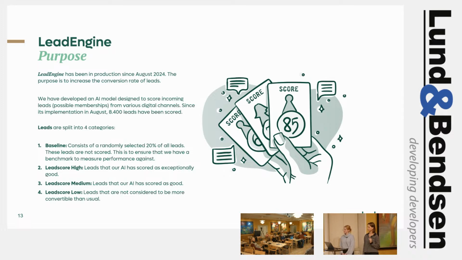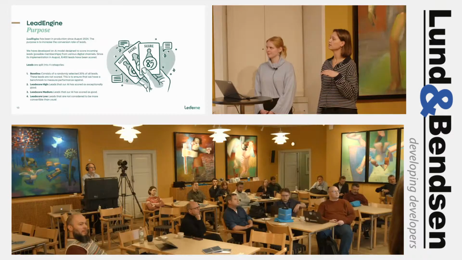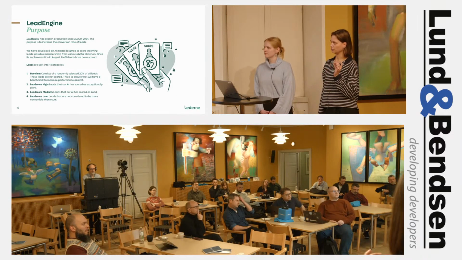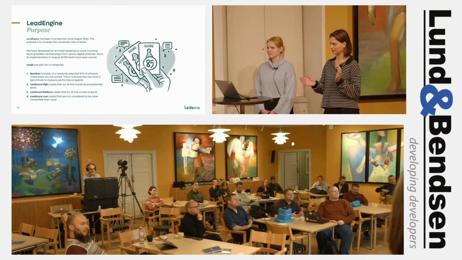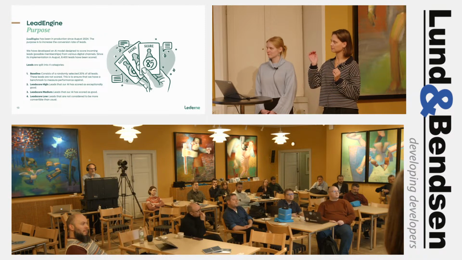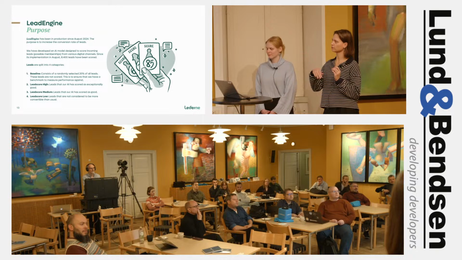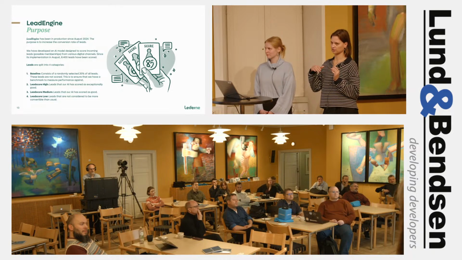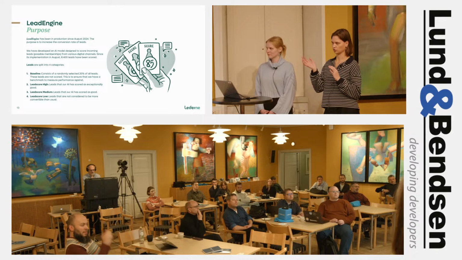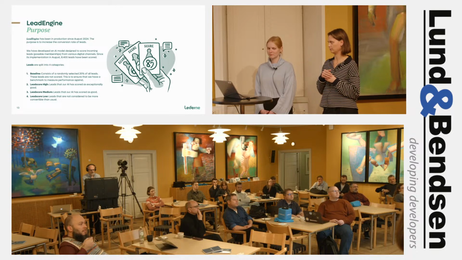First, we have the baseline category, which consists of 20% of all incoming leads that are randomly selected and then used as our benchmark, basically, to measure performance against in the remaining 3 groups. And the remaining 3 groups are the high, medium, and low, which are pretty self-explanatory, but the high group is all of the leads with an exceptionally high score, and then we have the low group, which are leads that our AI model has deemed as no less convertible than anything else, basically.